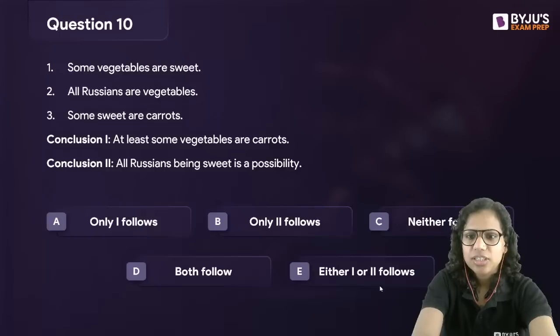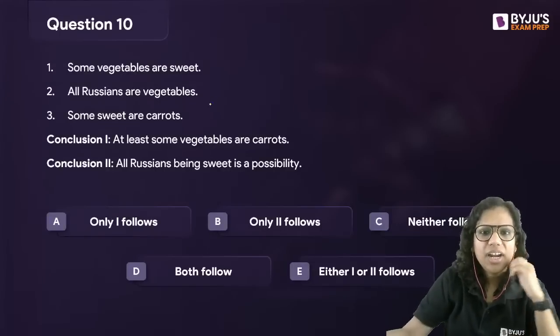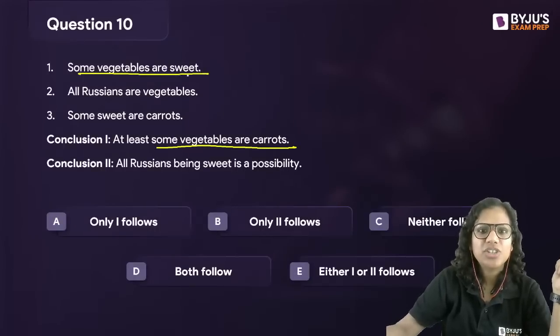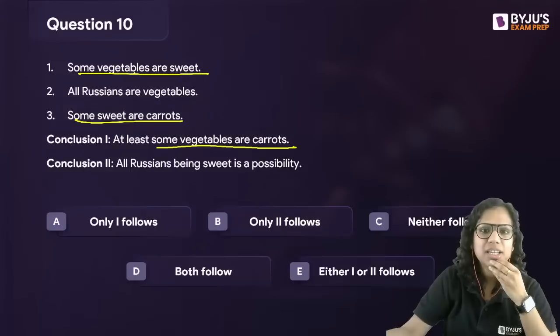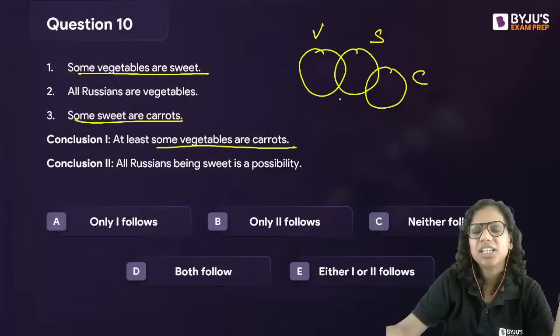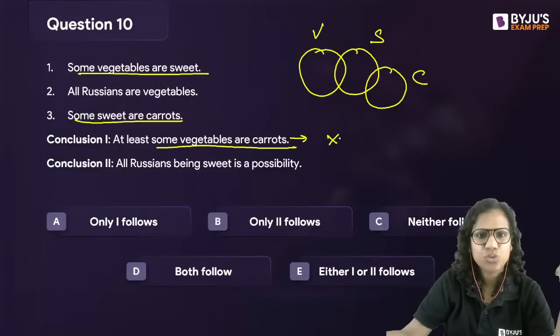So, see this. At least some vegetables are carrots. Some vegetables are sweet and some sweet are carrots. Is it necessary that some vegetables have to be carrots? Some vegetables are sweet, some sweet are carrots. I can clearly see that this does not have to be necessarily true.